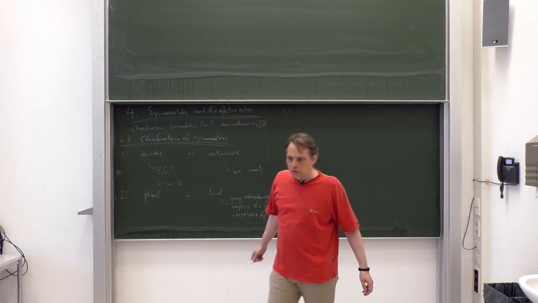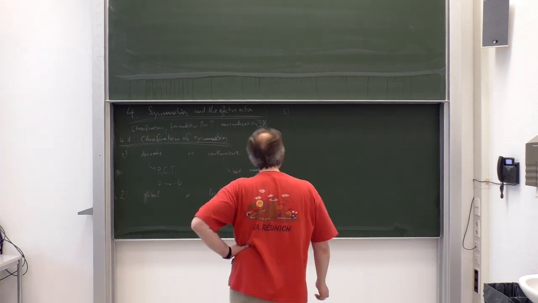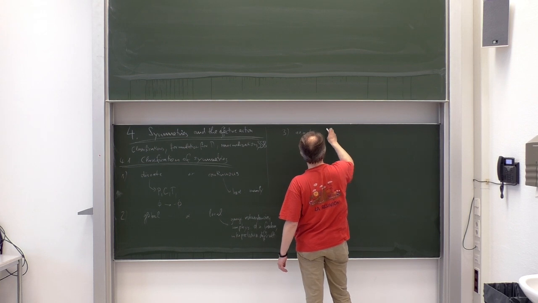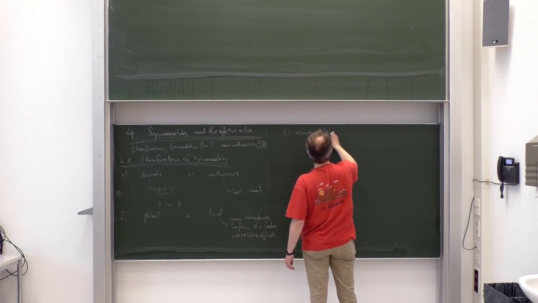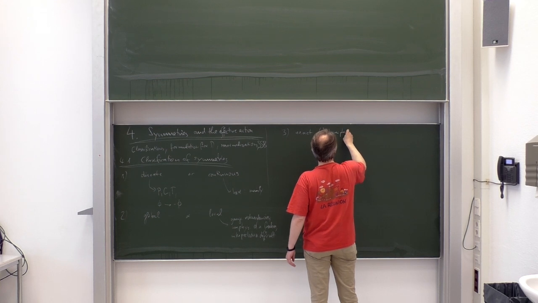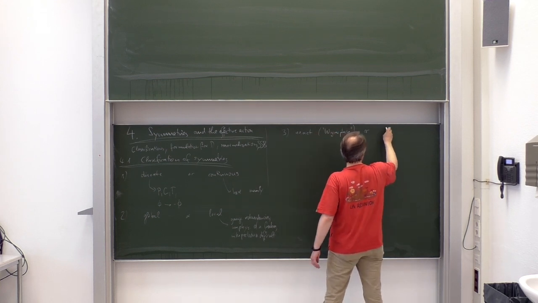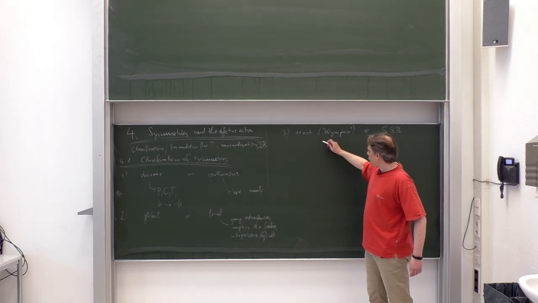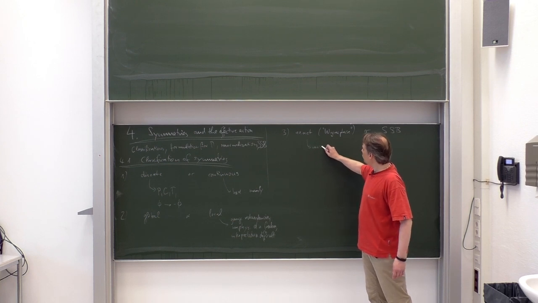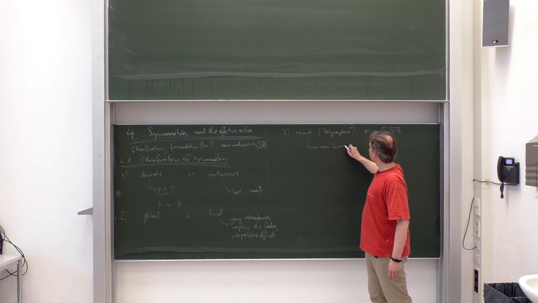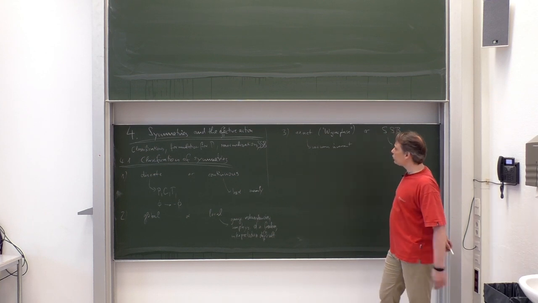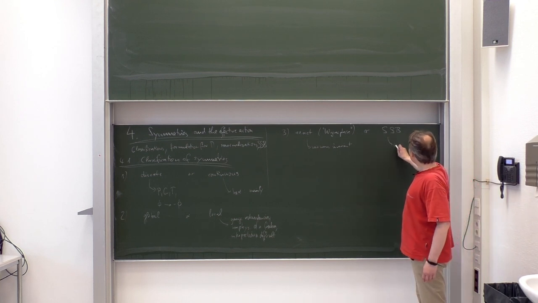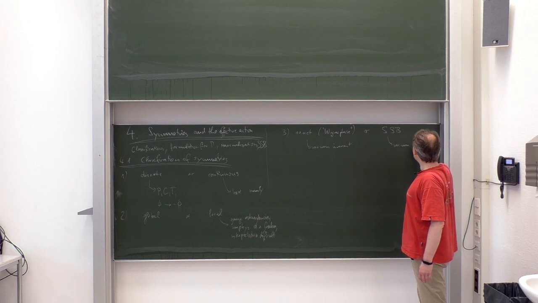Then the third distinction that you can make is whether the symmetry is exactly realized, the so-called Wigner phase, or spontaneously broken. Here the first case means the vacuum is invariant. Spontaneous symmetry breaking means that the symmetry is not really broken at all, but the vacuum state is not invariant under a symmetry transformation.